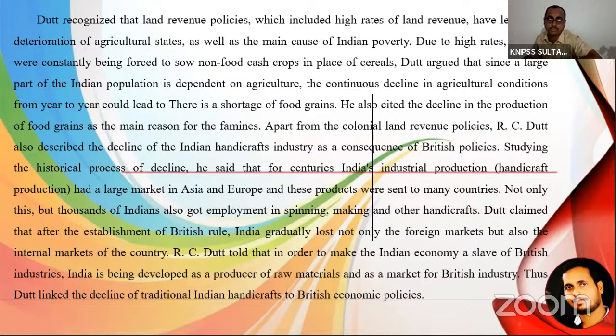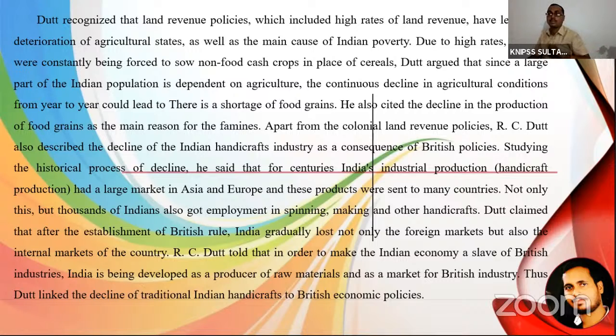Studying the historical process of decline, he said that for centuries Indian industrial and handicraft productions had a large market in Asia and Europe, and their products were sent to many countries. Not only this, but thousands of Indians also got employment in spinning, making, and other handicrafts. He claimed that after the establishment of British rule, India gradually lost not only the foreign market but also the internal market of the country, because British products were being dumped in the Indian market.